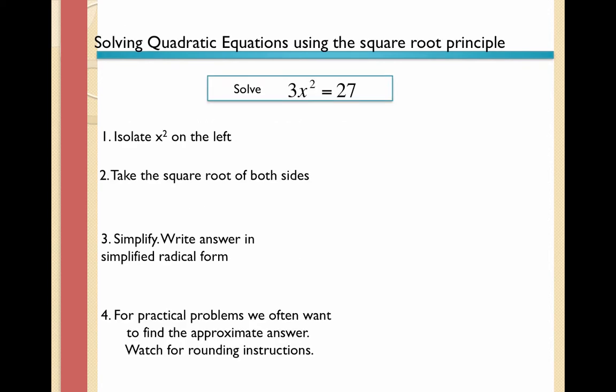Examples. 3x squared is equal to 27. Now, of course, you could use the quadratic formula, but I'll tell you, it is so much easier and you'll make so many fewer errors if you use the square root principle on problems like this.